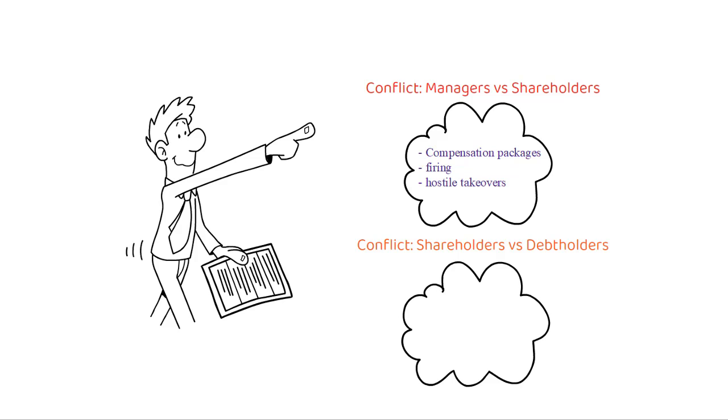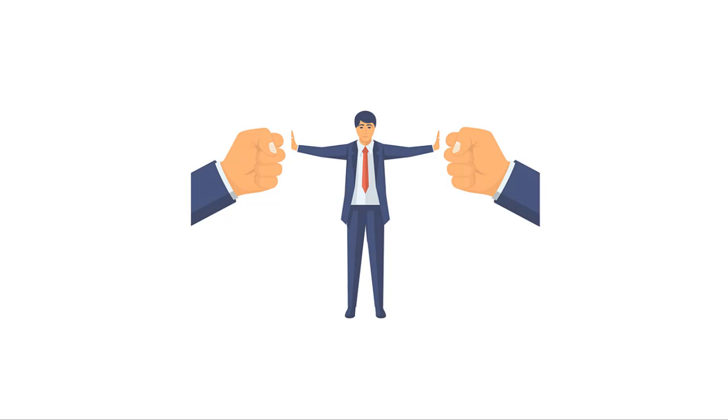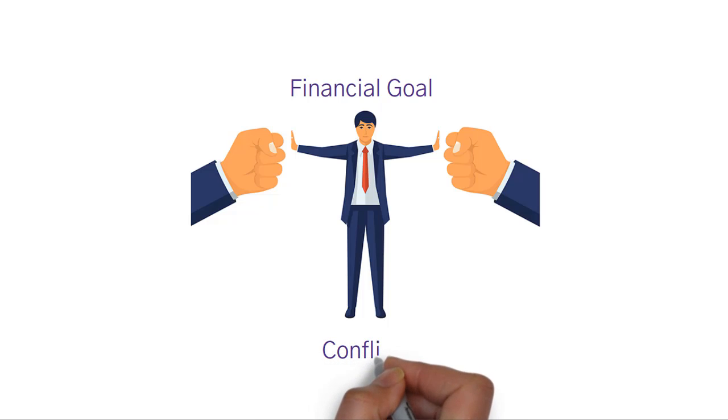Bondholders attempt to protect themselves by including covenants in the bond agreements that limit firms' use of additional debt and constrain managers' roles in taking on excessively risky projects. I hope you now better understand the financial goal of corporations and the conflict of interests between different parties within or outside of the organization.